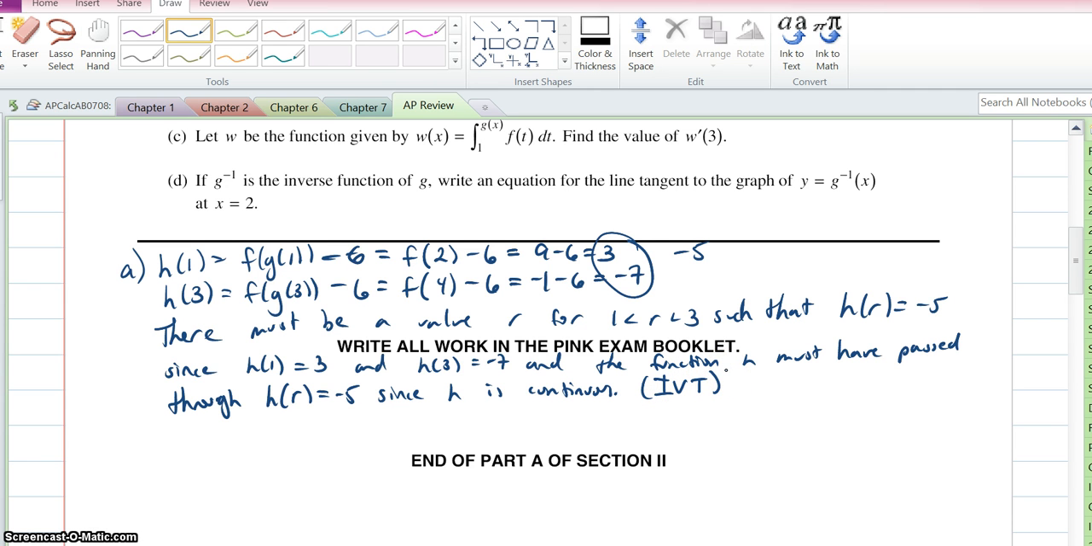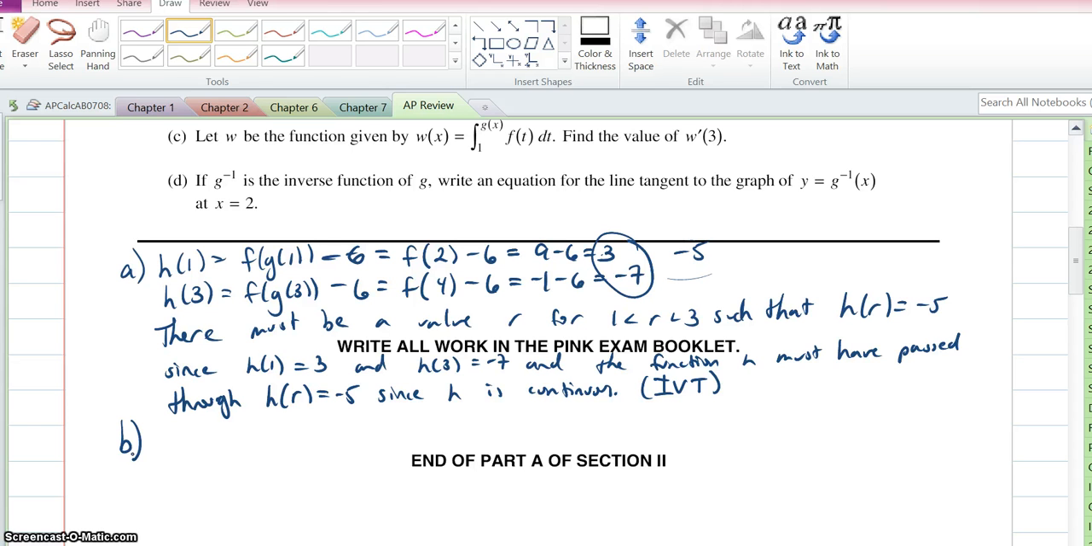And where this is actually coming from is the intermediate value theorem. The intermediate value theorem just says if you're connecting these 2 points with a function that's continuous, you must go through that negative 5 at some point. You have to. You can't be skipping over values because then it would be discontinuous. So that's part A.